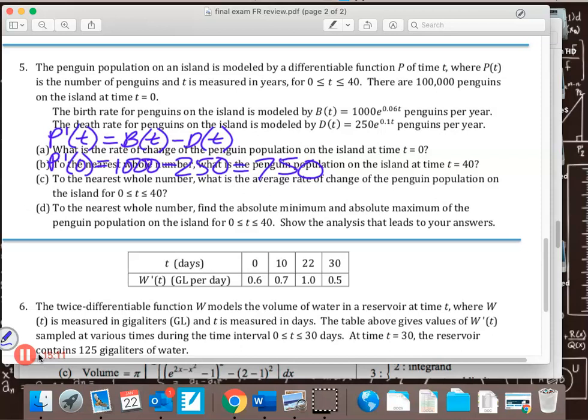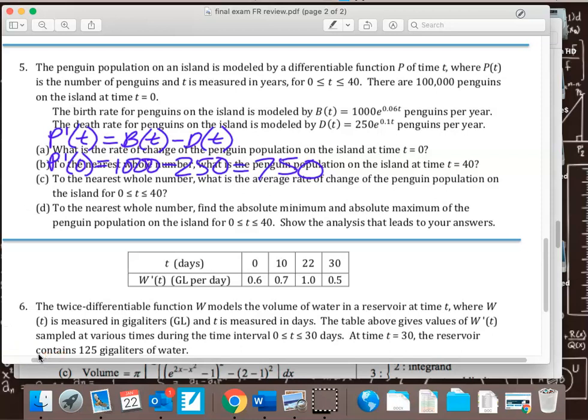So at the beginning time, the moment they start studying the penguins, the instantaneous rate of change at time 0 is an increase of 750 penguins per year. All right, so that's part A.